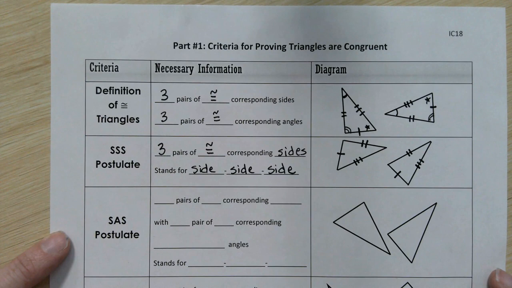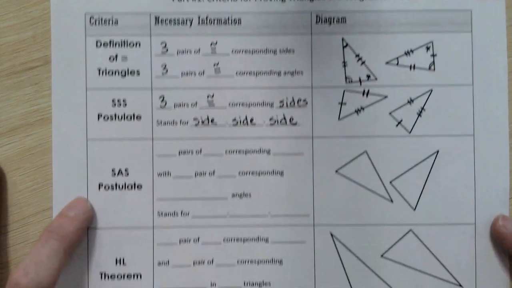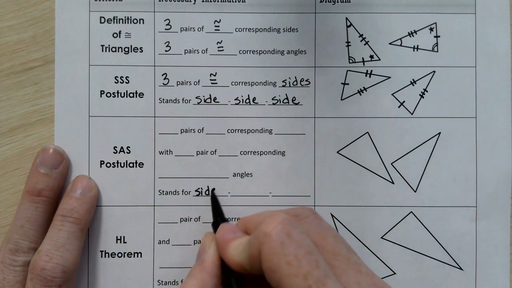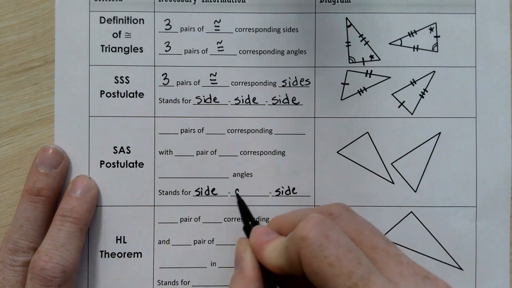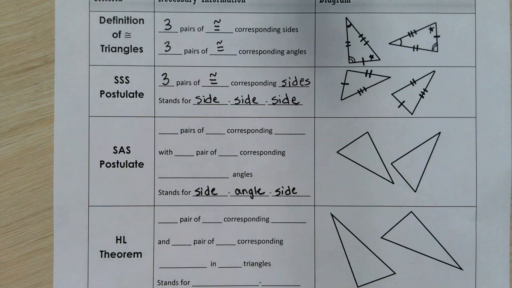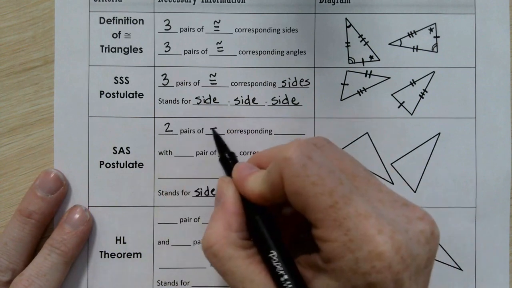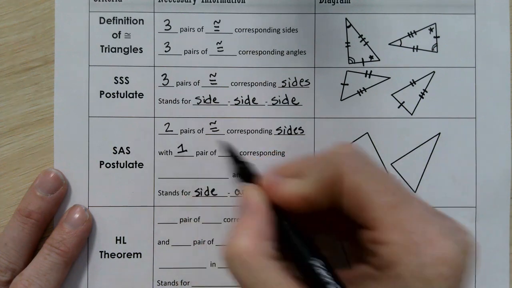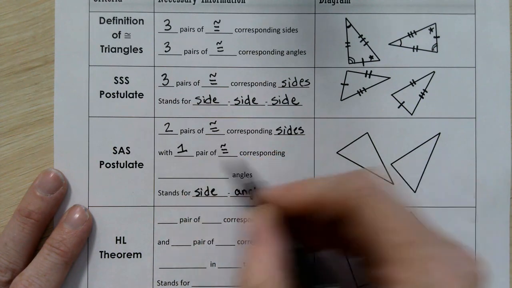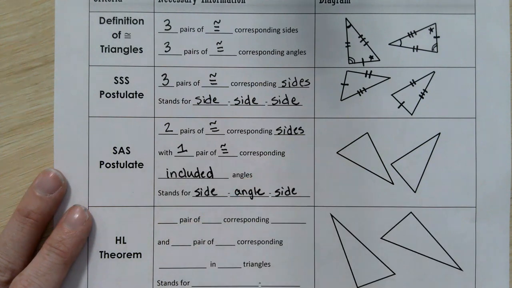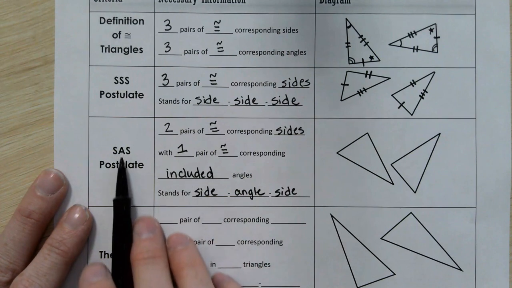The second option is going to be called SAS Postulate. So those S's still stand for side. The A stands for angle. So if we read that out loud, we'll say side, angle, side, postulate. So for this one, we're going to need 2 pairs of congruent corresponding sides, and then only 1 pair of congruent corresponding but included angles. Included describes the location of the angles.